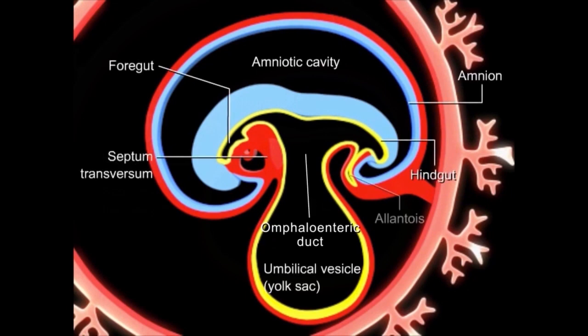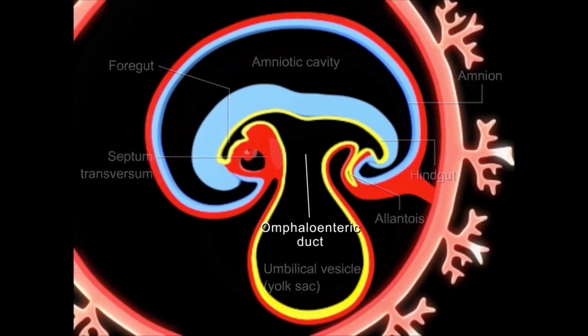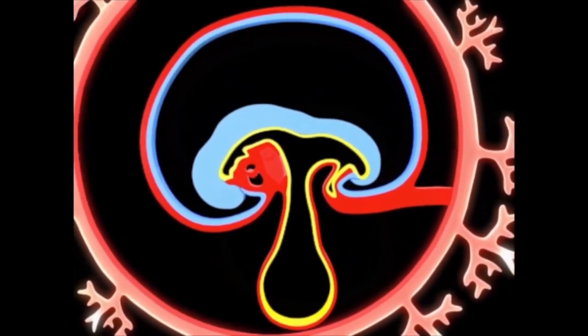In this view, it is also possible to see the omphalo-enteric duct or connecting stalk, the primordium of the umbilical cord.